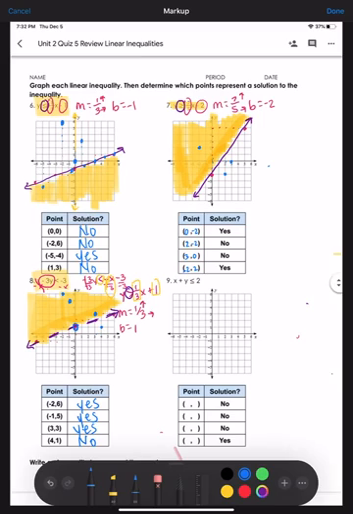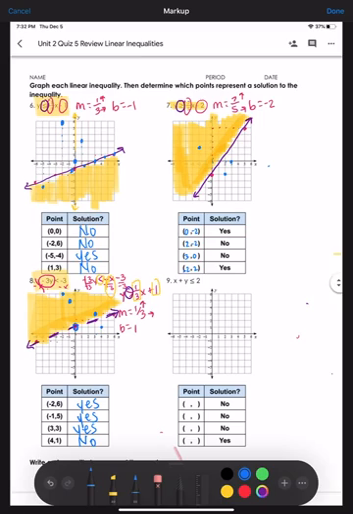Also important to note that if I asked you if 0, 1 is a solution, the answer would be no, because it's a point on the line, but the line is dashed, so that means it's the same idea as an open circle when we were doing our number lines, that anything in the shaded region is a solution, but anything exactly on the line is not a solution. So keep that in mind.